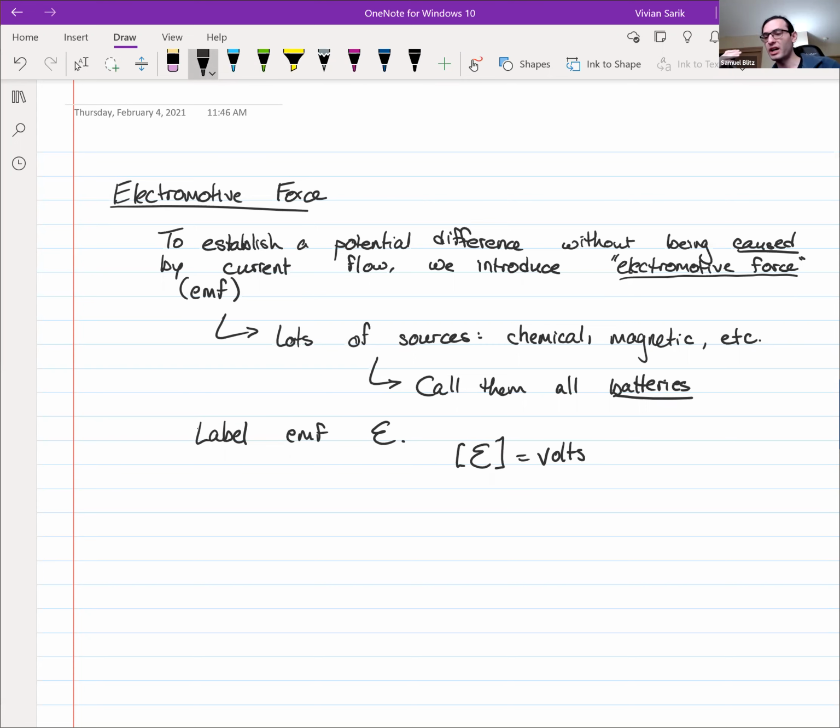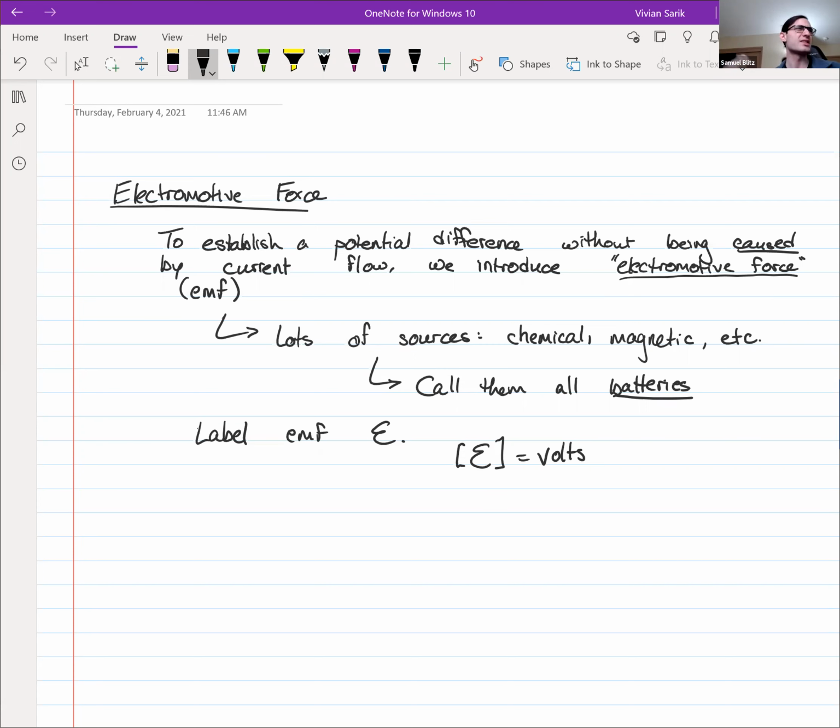So if you wanted to describe the EMF of a battery, you would say that its EMF is 5 volts. And what that means is it just has a constant potential difference across it of 5 volts. It doesn't matter what is happening, whether charges are flowing into or out of that battery or whatever, it will always have that potential difference.